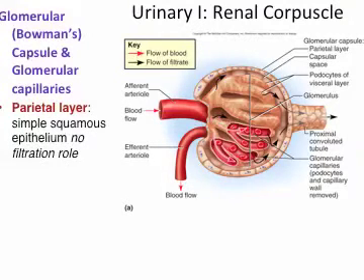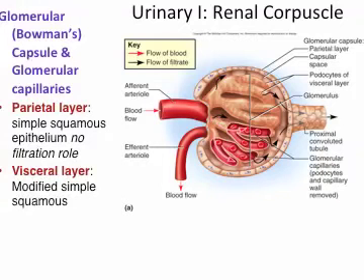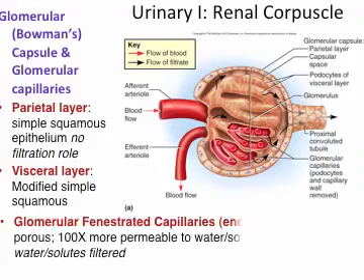The parietal layer of the glomerular capsule is a simple squamous epithelium, and it doesn't have any role in filtration. The filtration of the plasma occurs through the endothelial cells of the capillaries and the podocytes of the visceral layer. The histological designation of those podocytes is a simple squamous epithelium, but because that simple squamous epithelium is in the glomerular capsule, it is called a podocyte.